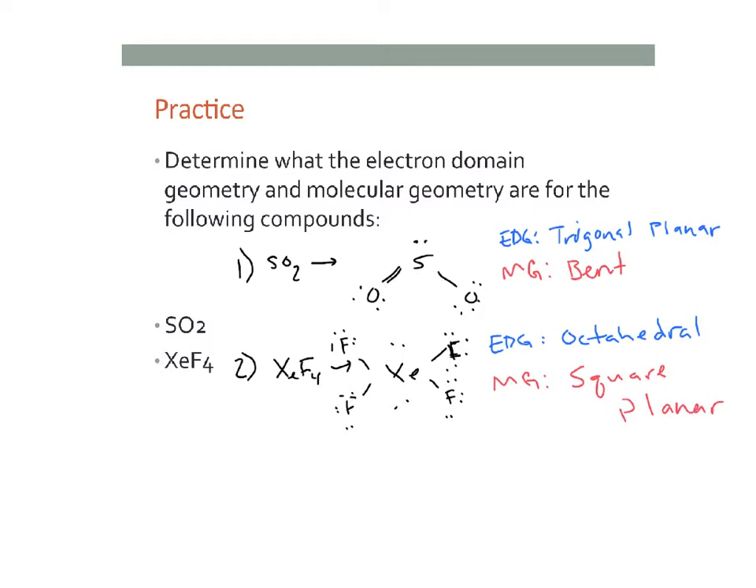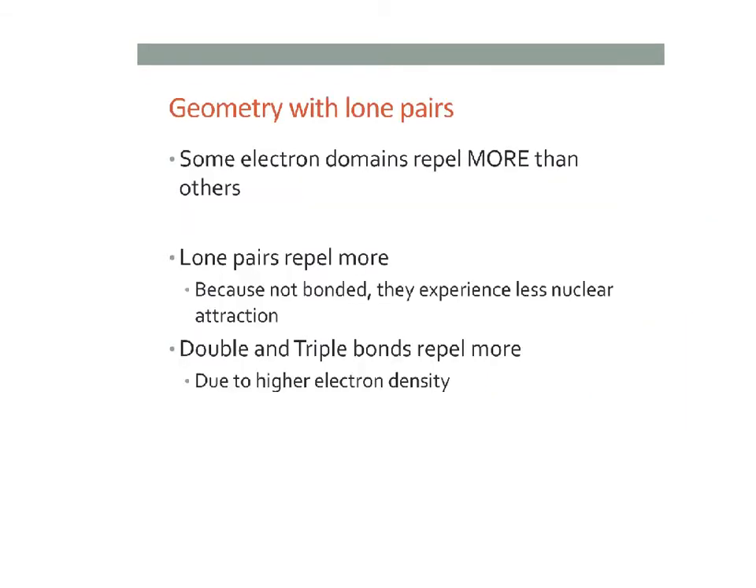SO2 actually has 3 electron domains. That makes it trigonal planar, 2 of which are bonded, which makes it molecular geometry bent. For XeF4, it has 1, 2, 3, 4, 5, 6 electron domains, making the electron domain geometry octahedral. And of those 6, 4 of them are bonded, and that makes the molecular geometry square planar.